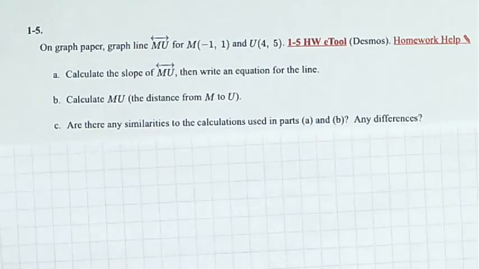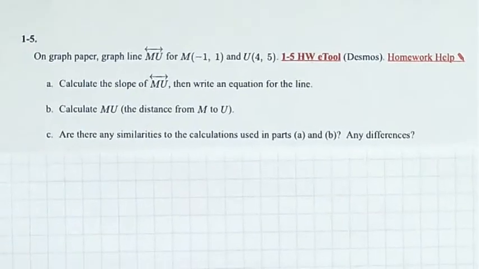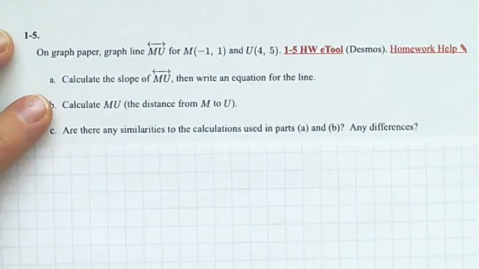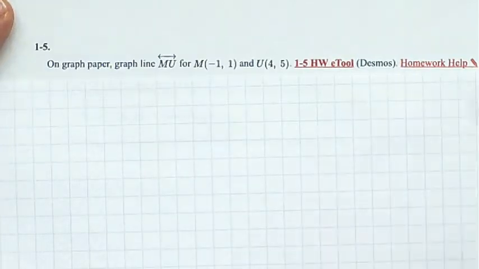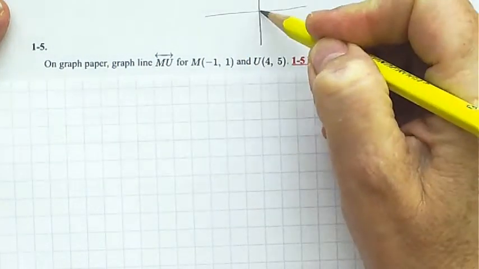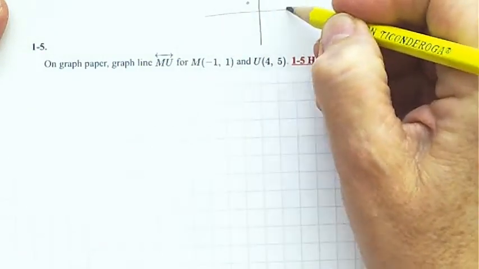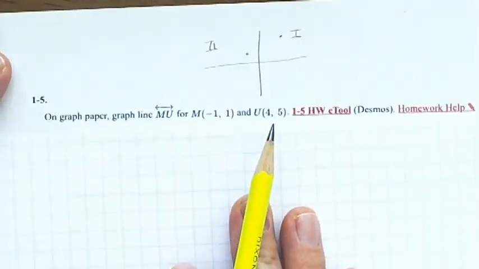Okay, so we're going to start with 1-5, and it says to graph line MU. I'm going to look at these 2 points, and in my mind I'm thinking, okay, -1, +1, that's in quadrant 2. And then 4, 5 is in quadrant 1. So I'm mapping out how I'm going to use my graph paper. I really just need the first 2 quadrants. Let me zoom out a little here.